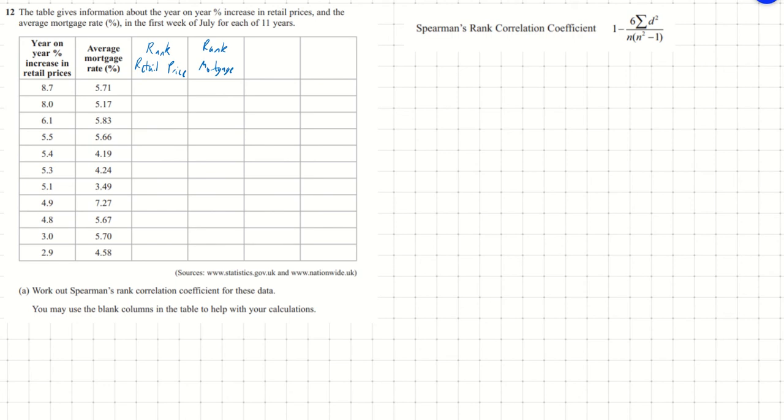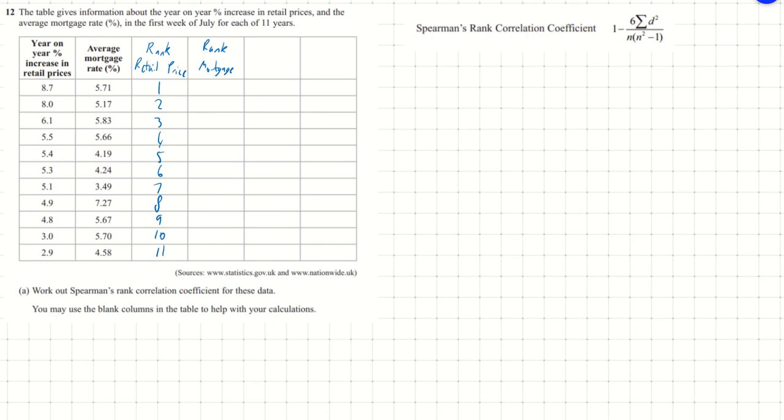Well, the retail price one is already sorted, it's in descending order. So the highest one is going to be rank 1, and so on, 1, 2, 3, 4, all the way up to 11. So our lowest number, the 2.9%, will get rank 11. We'll have to now rank the mortgage rates. Now this is a bit harder because they're not in rank order. So let's have a look.